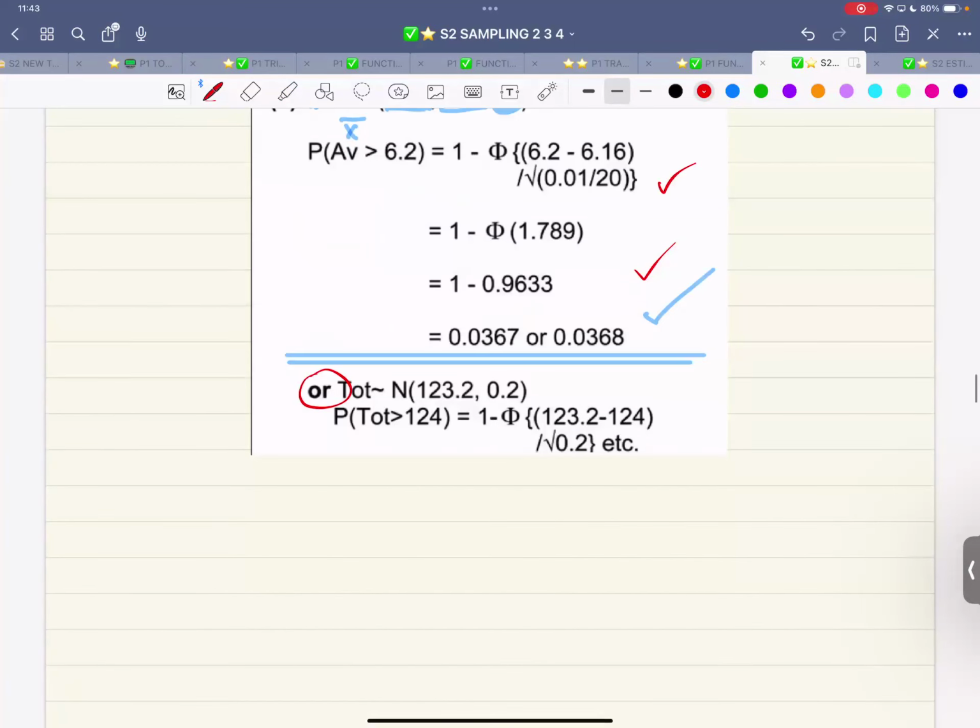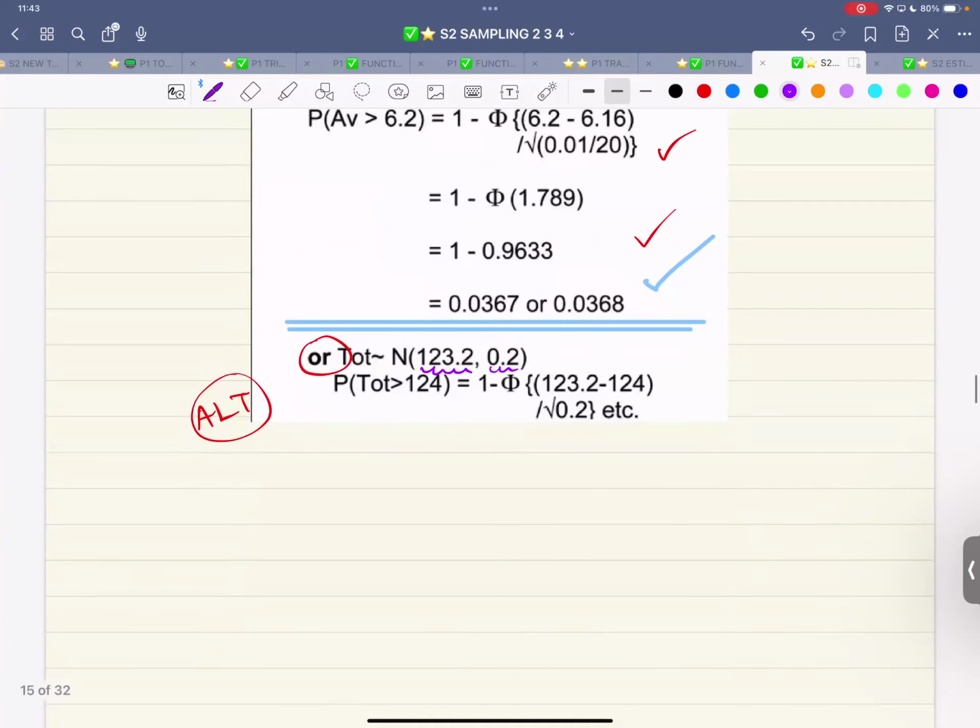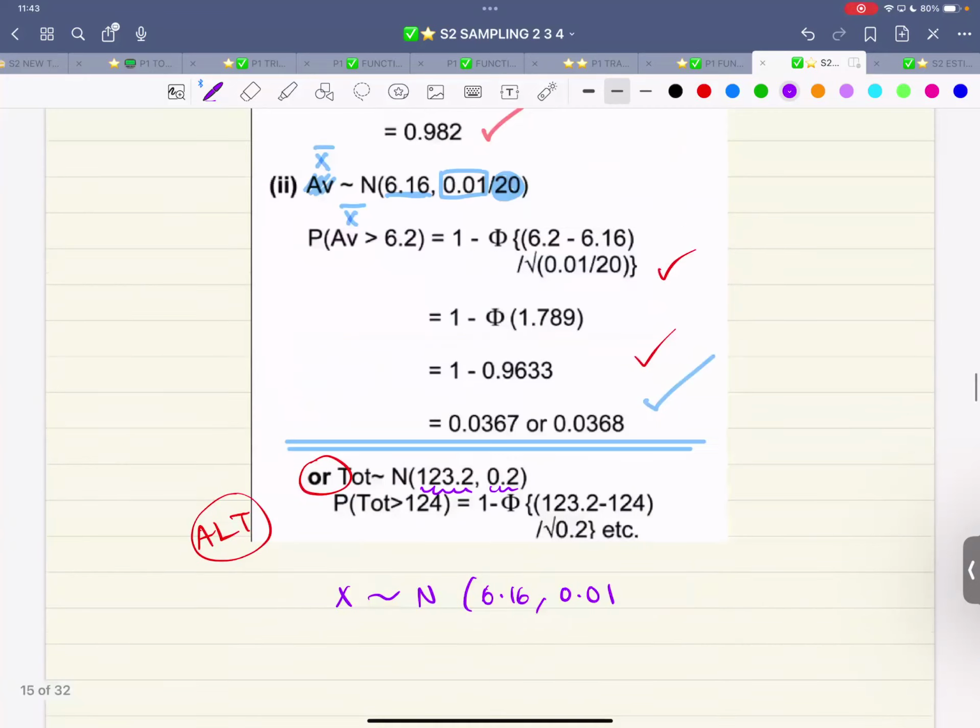Now, this is the alternative working. What they have done is, how do you think they got this value and this value? Multiplied by 20. So what they did was they wrote that X follows a normal distribution, not X bar, the original 6.16, and this is 0.01, right? 0.01 or 10?